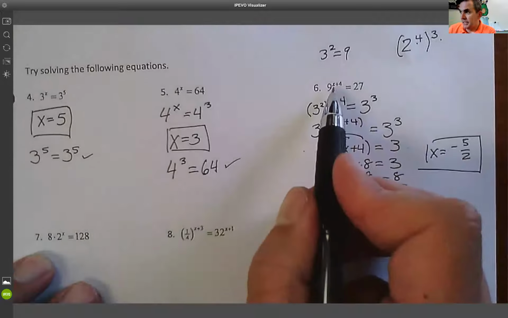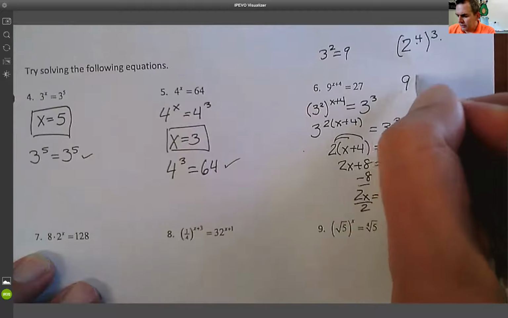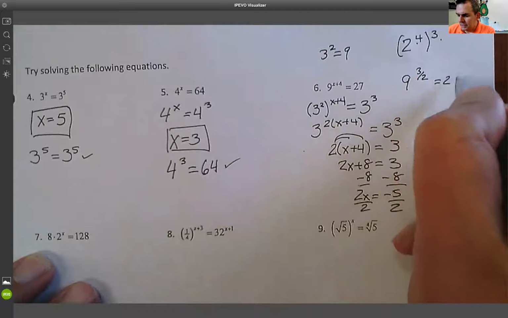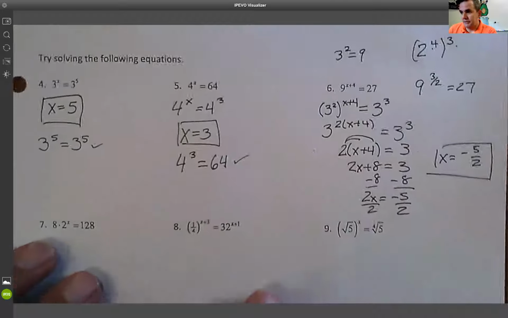Basically, if I had put in negative 5 halves here, what I would end up with is 9 to the 3 halves equals 27. And if you actually typed it in your calculator, you find out that 9 to the 3 halves does equal 27.